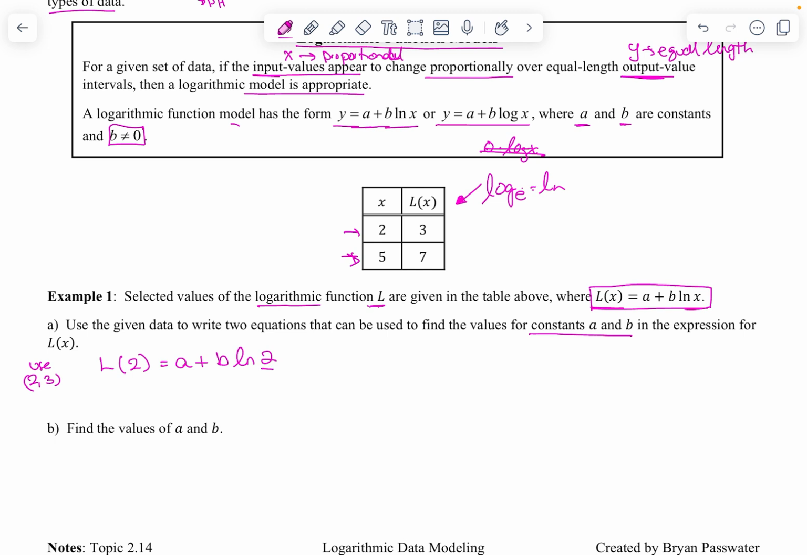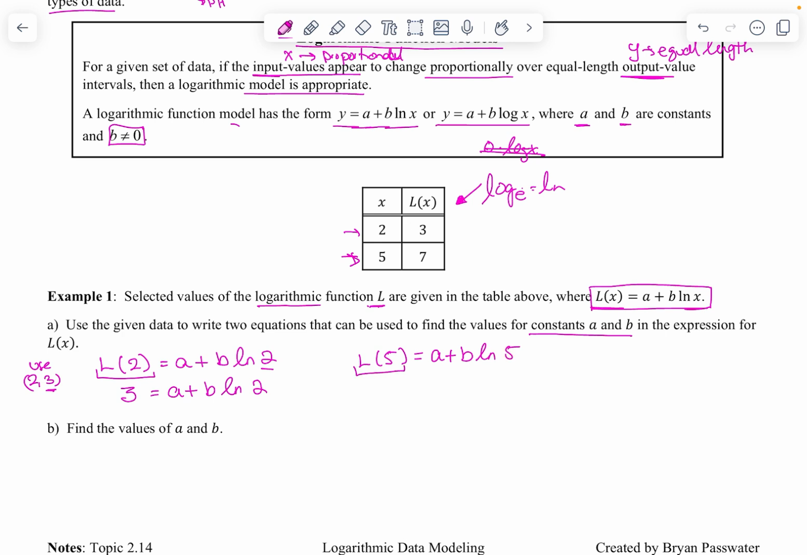Right? Because the 2 goes in for x. And the L of 2 is basically the y value, which is 3. So 3 equals a plus b ln of 2. So that's going to be one function that will help us figure out a or b. And then the other one is the L of 5 is equal to a plus b ln of 5.